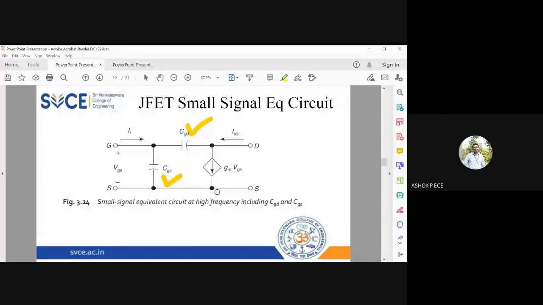Any doubts in the JFET equivalent circuit? Please, if you have any doubts, please ask. Once we don't have any doubts, then we'll go for the MOSFET equivalent circuit. So I'm going to pause for a few seconds. If you have any doubts, please go ahead and ask.